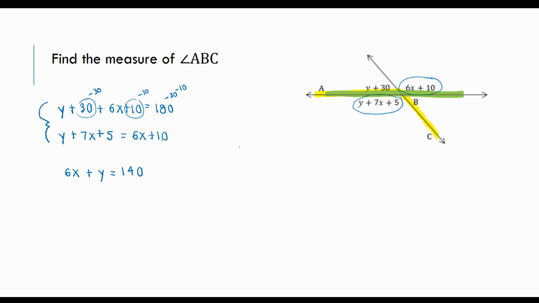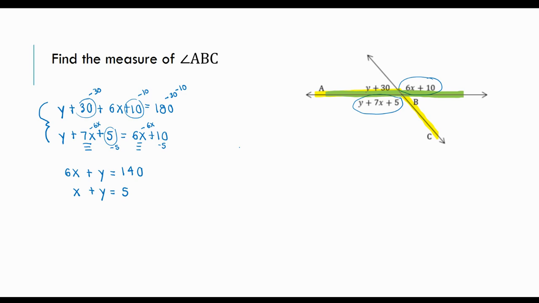If I look at the bottom equation, I am going to move the 5 over to the other side so I can have the numbers together. And then I've got to get the x's together, so I'm going to subtract that 6x over to the left. So 7x minus 6x is going to give us x. We still have plus y, and now that is going to equal 5.